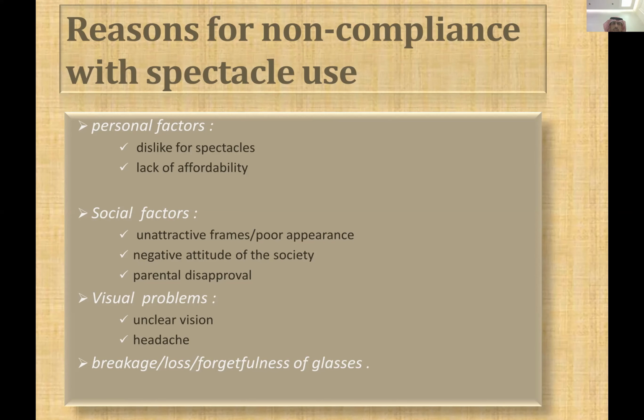First, I divided the reason for non-compliance into 4 categories to make it easier to memorize and understand. First, personal factor. The child does not like to wear the glasses. It's only behavior. He doesn't want to wear the glasses. So this is the job of the parents to do all maneuvers to help him to wear the glasses. Lack of affordability in the case of financial issue.